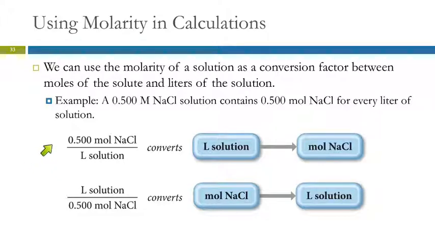So this is just showing us an example of a 0.5 mole per liter, or 0.5 molar, sodium chloride solution. We can use this to convert from liters of solution to moles of sodium chloride. If we tip this upside down, we can use it to convert from moles of sodium chloride to liters of solution. So it works just like the molar mass does. Molar mass converts between grams and moles. Molarity converts between moles and liters.